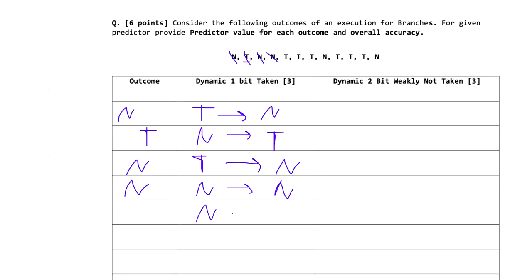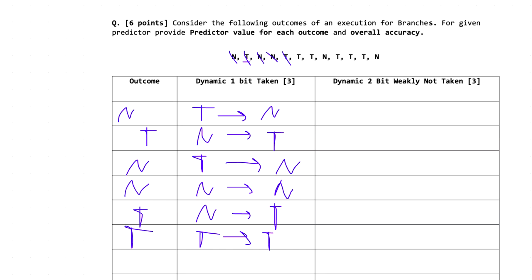My actual value is taken. I switch to taken. I'm at taken. My actual value is taken. I stay as taken, and continue on and on and on through that. That's how dynamic 1-bit works.